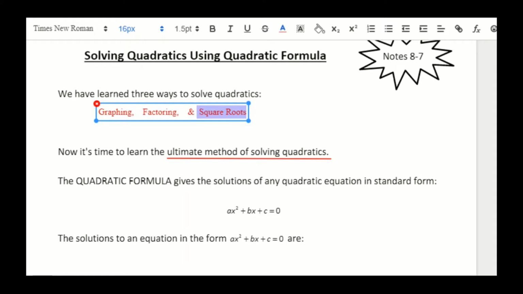I guess this year you probably won't have to memorize it because you'll be given it, but in general, long term, you'll want to commit this to memory. And this will work for solving any quadratic equation that's set up in standard form.